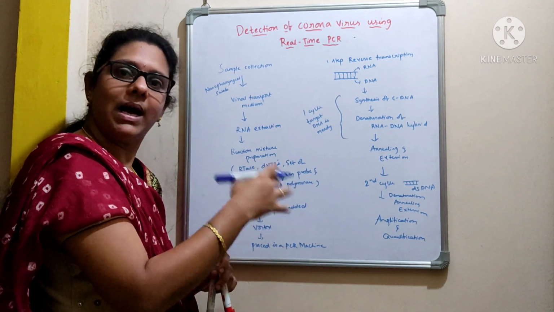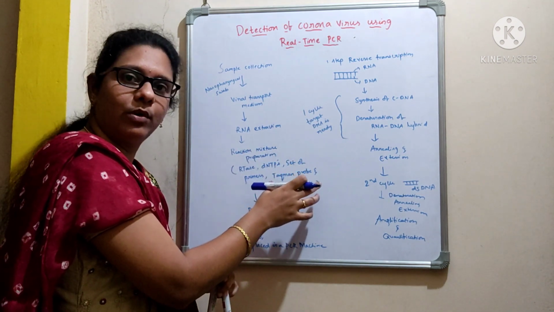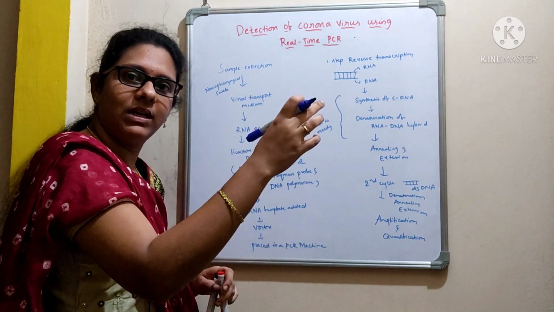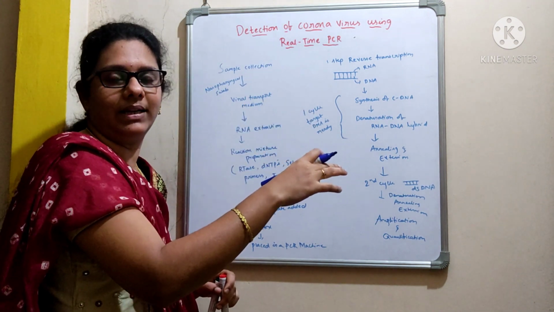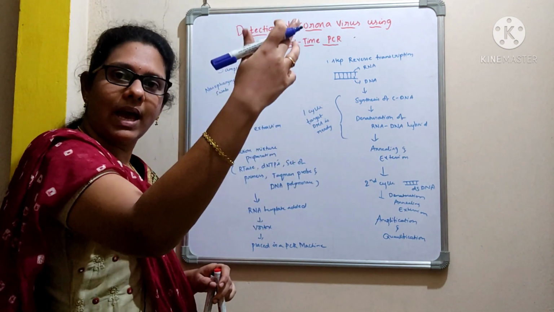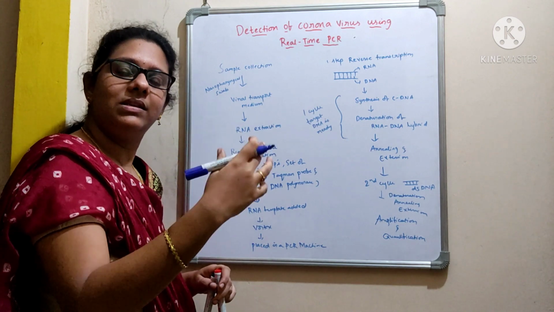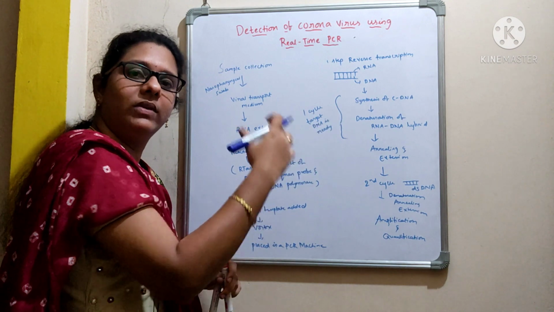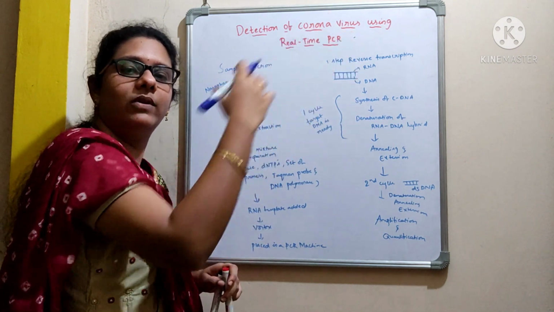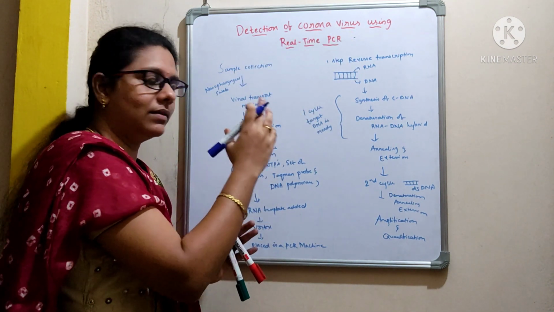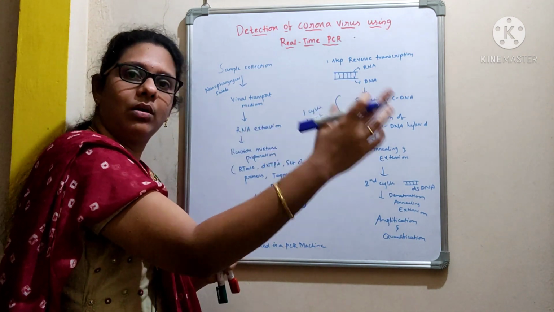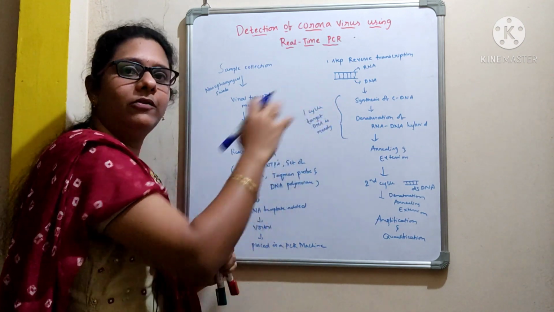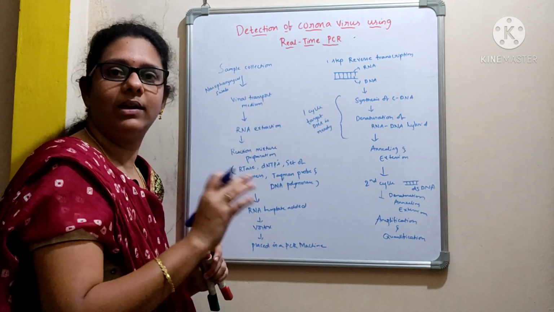And this TaqMan probe, as I told you just now, once it is broken down by the DNA polymerase during the synthesis of the DNA, it is going to emit light. With the increase in the amplification, that is with the increase in the gene copy number, this fluorescence will also increase. With the increase in the intensity of the light, we are going to detect whether the reaction is taking place or not, whether the amplification is done or not, and based on that we can quantify the PCR product at the end of the 35 cycles.